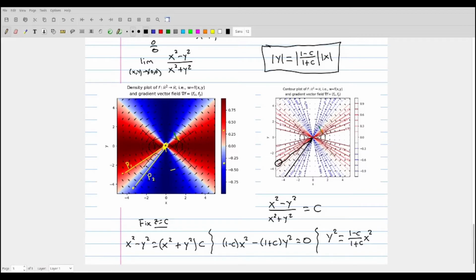So say for the value c equals 0.9 here, the level curve that you get is exactly this curve right here, this curve right here, this curve right here, and this curve right here. This is exactly this expression for the value c equals 0.9. So these are the level curves for this function for c equals 0.9.